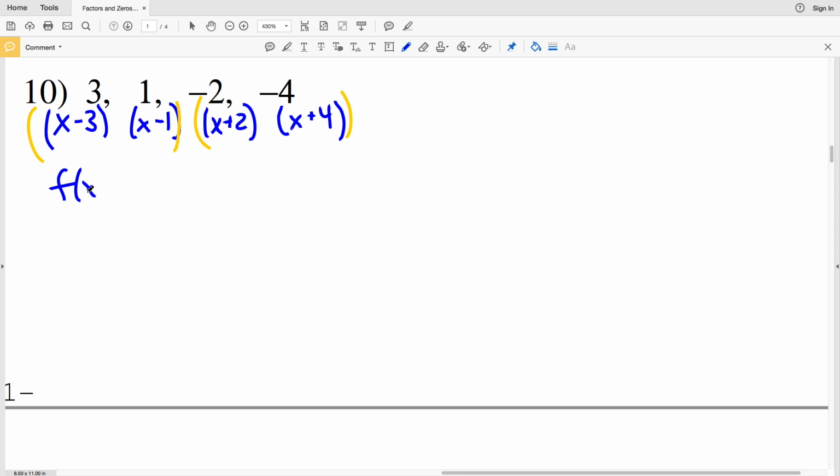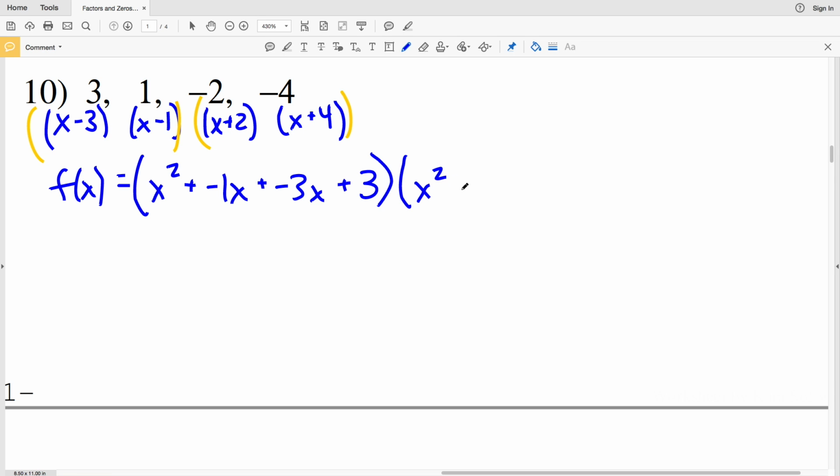I'll FOIL my first two terms, and I'll also FOIL my last two terms. So I'll have the function of x equal to x times x, which is x squared, plus x times negative 1, which is negative 1x, plus negative 3 times x, which is negative 3x, plus negative 3 times negative 1, which is a positive 3. So that will get multiplied to x plus 2 times x minus 4, which x times x is x squared plus x times 4 is 4x plus 2 times x is 2x plus 2 times 4, which is 8.